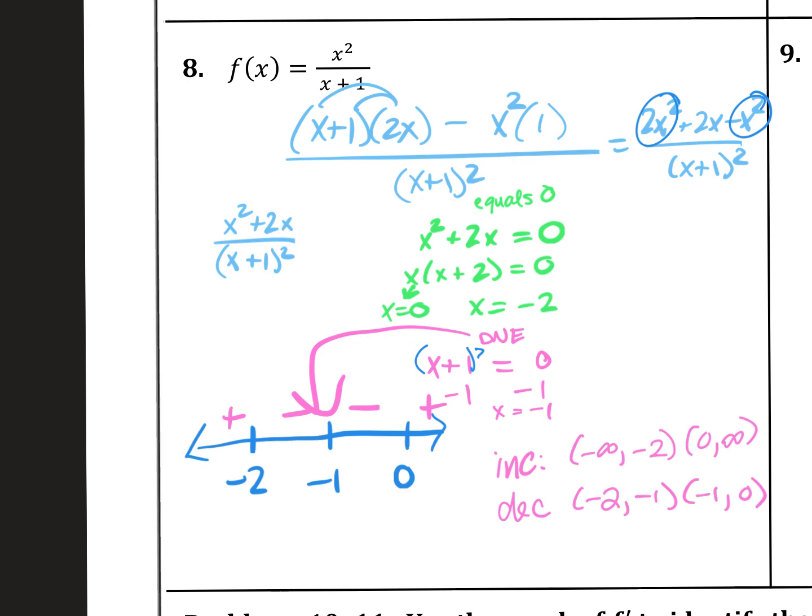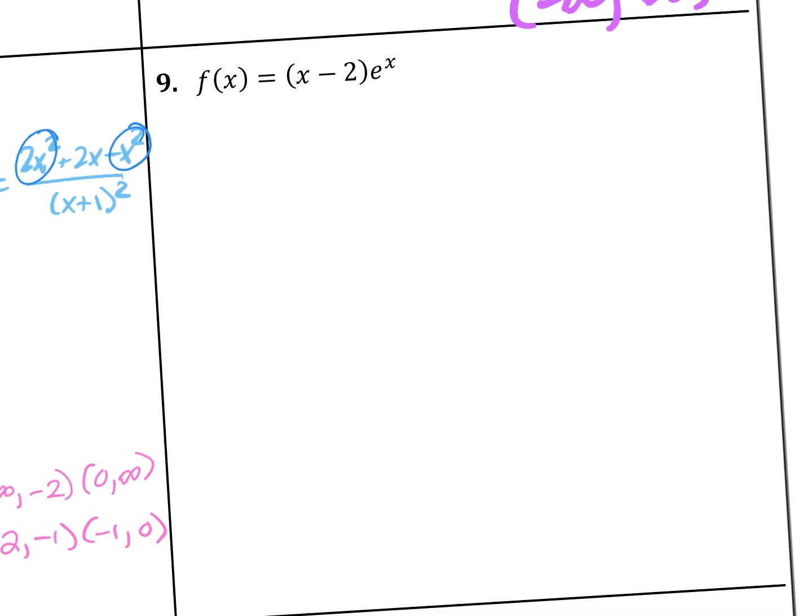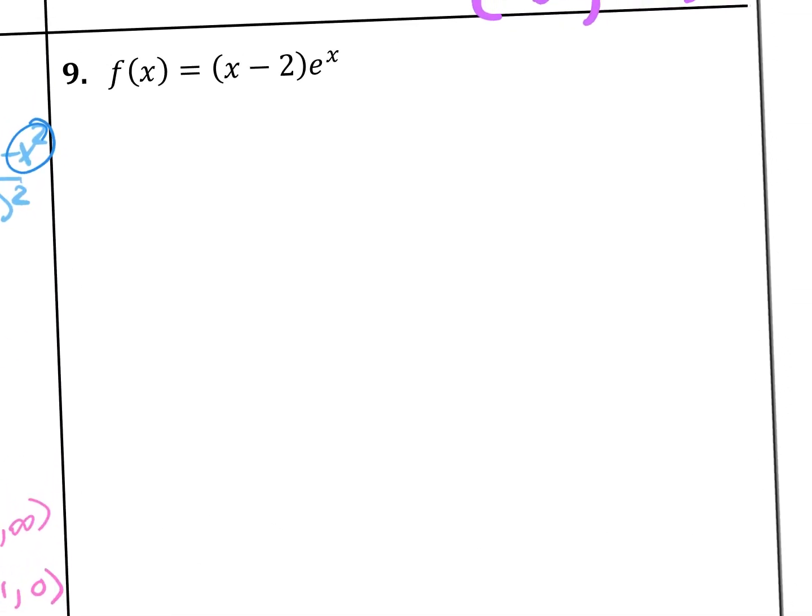All right, let's do number 9. Okay, so we have to do the product rule. So we have to do the first times the derivative of the second plus the second times the derivative of the first. Okay, so we have that. Oh, mine are backwards. I did them backwards. Okay, it doesn't matter. You're just adding, it's the same thing.